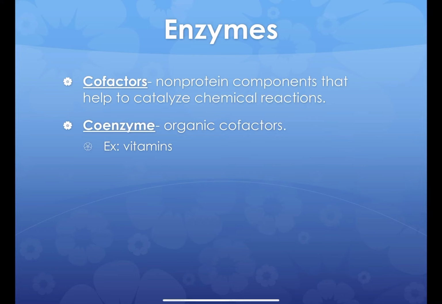So cofactors. Cofactors are things that work with enzymes. They're non-proteins that help catalyze a chemical reaction. So there's something that works along with enzymes that catalyzes a chemical reaction. Sometimes you can also have a coenzyme. So that's something that's biological, that's organic, such as a vitamin. A vitamin can be a coenzyme, which is just a specific type of cofactor. Again, it helps with chemical reactions.